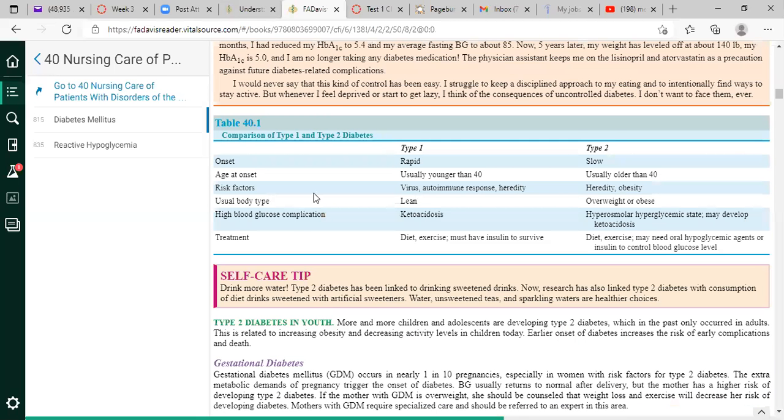And it just gives you a comparison of type 1 and type 2 diabetes, and it's something good for you to actually review. They tell you high blood glucose complications with these two different types of diabetes. An individual who has high blood glucose with type 1 diabetes is at risk for ketoacidosis, where their body will start to produce ketones.